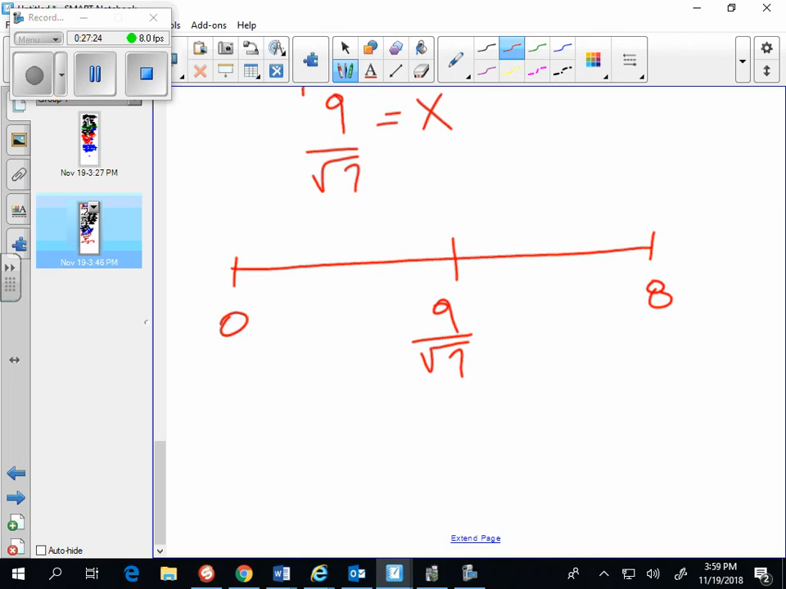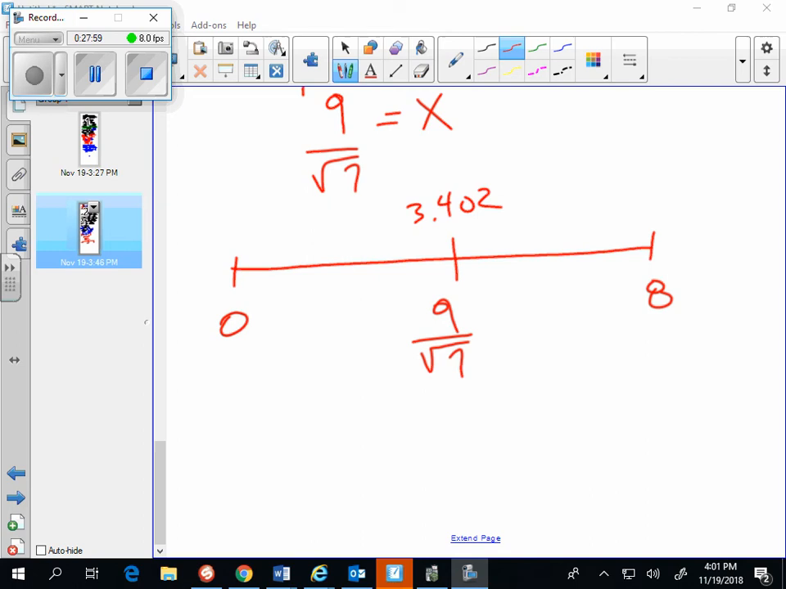Let's take a look on our calculator where that is. But I need to pause for a second. So let's pull out a calculator and figure out where this is. 9 divided by square root of 7. Oh, no, that wasn't it. 9 divided by square root of 7. It happened again. Stop it. Okay. And I get this is approximately 3.402.